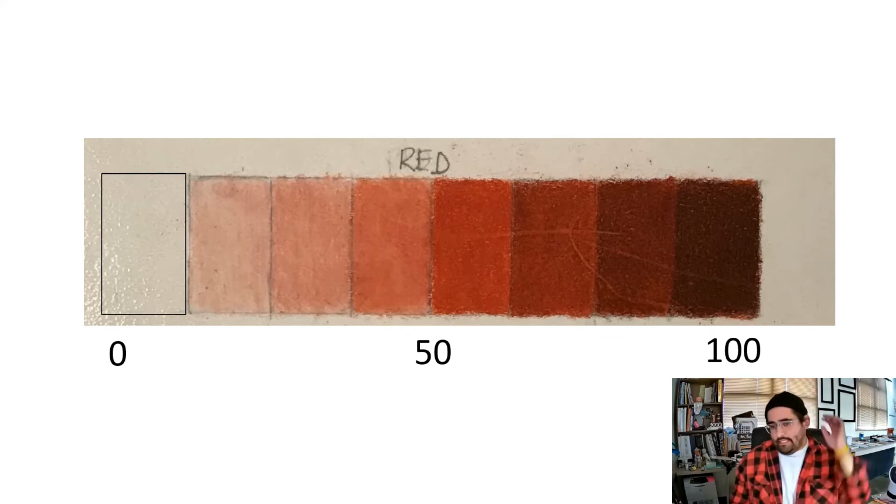So we're going to look at this value scale of red, and we're going to again give it a value of 0 for white and 100 for the darkest color that you could achieve with this red, and then the middle would be about 50.